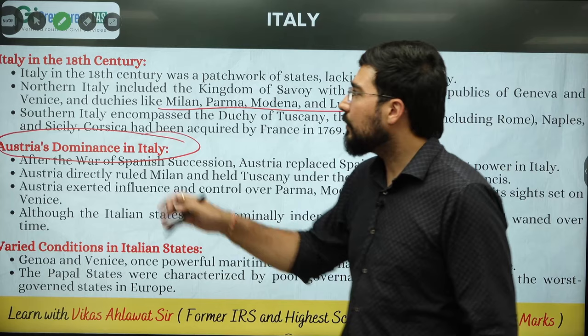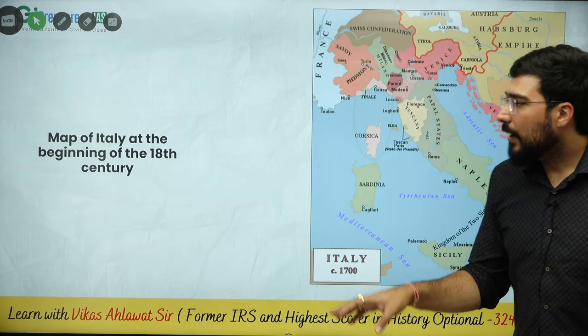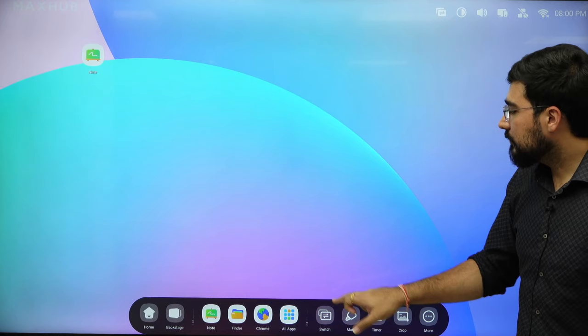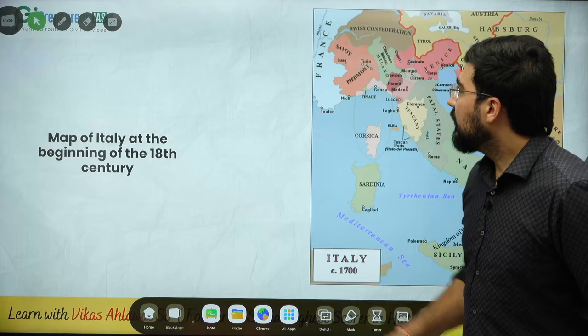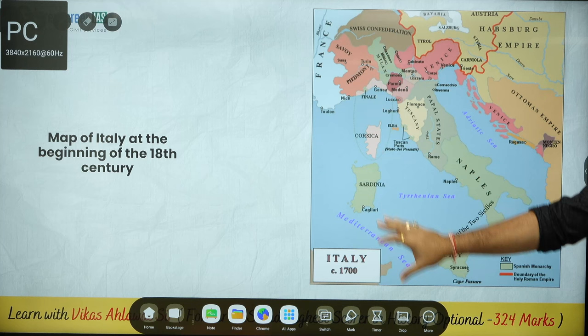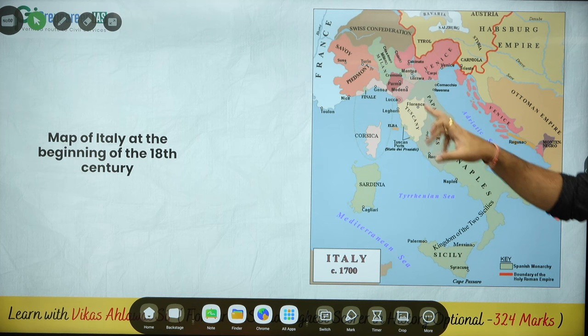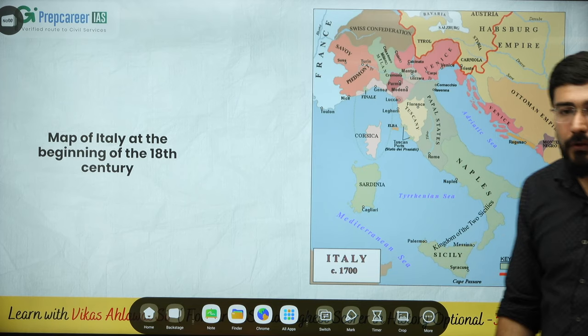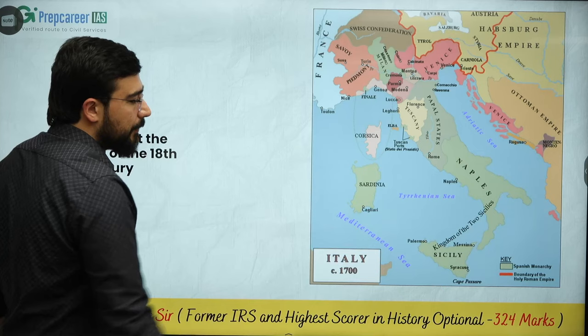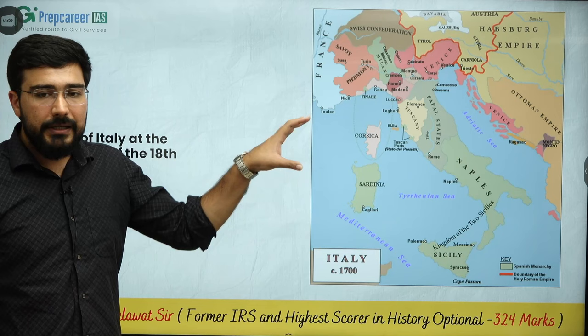Okay, so in the 18th century, when we talk about Italy, the map of Italy was like this, where we have Piedmont and Sardinia. These are the two places, okay? And eventually all of this, Venice, Lombardy, etc., was under different controls. The middle part was under the control of the Pope or Papacy, okay? And the south part, Naples and Sicily, was under the control of the Bourbon dynasty. So that's how Italy was completely divided.